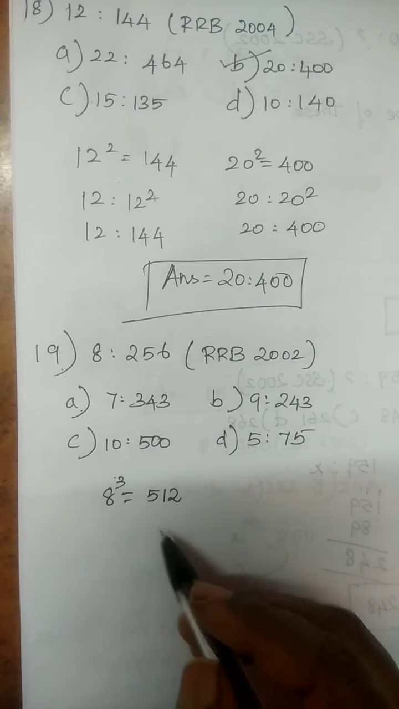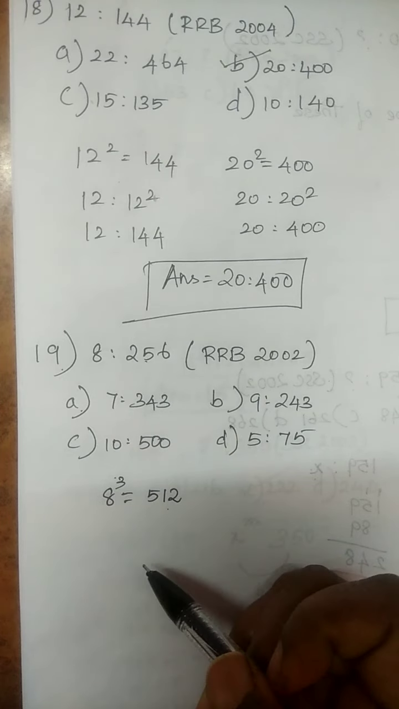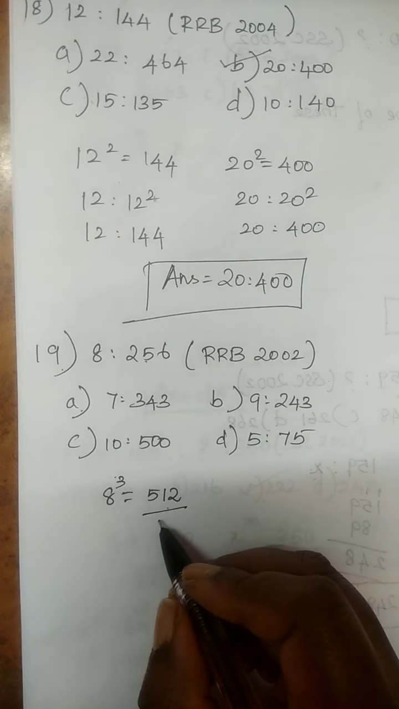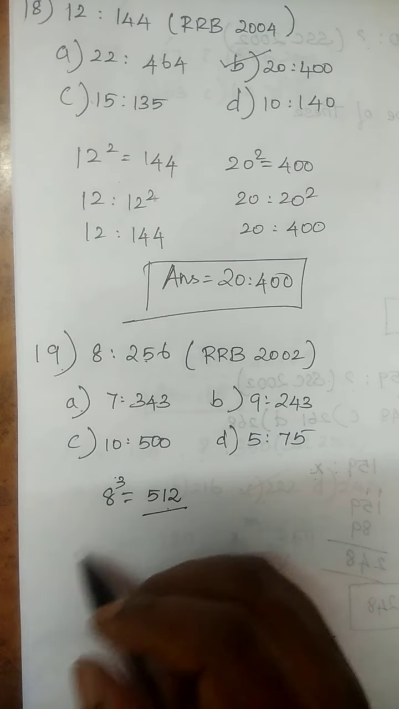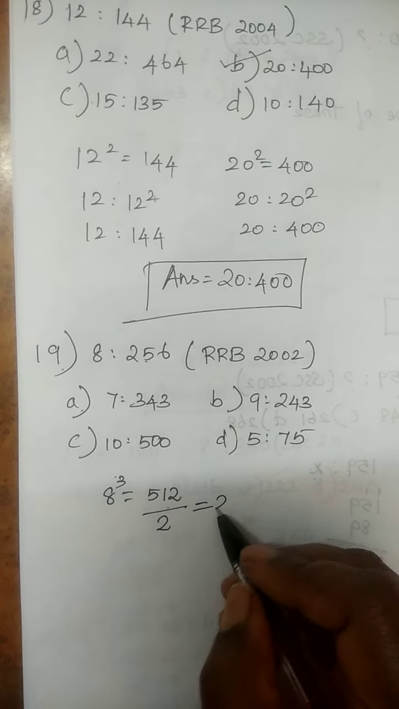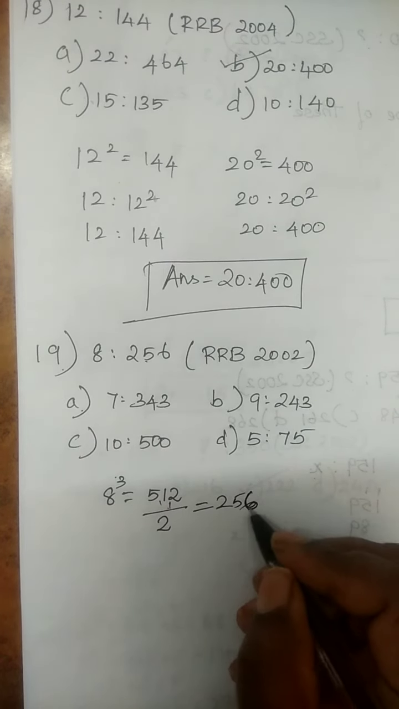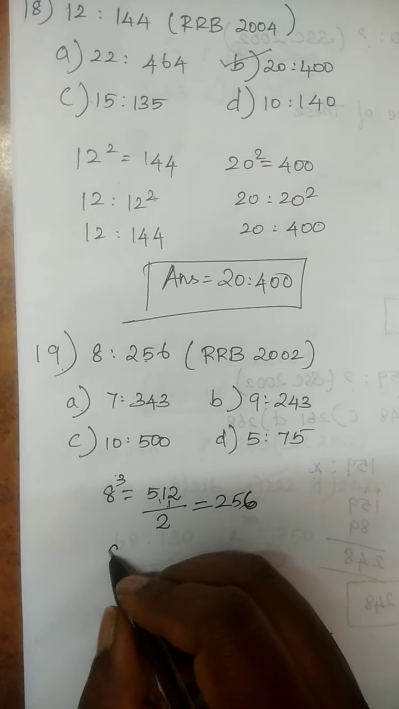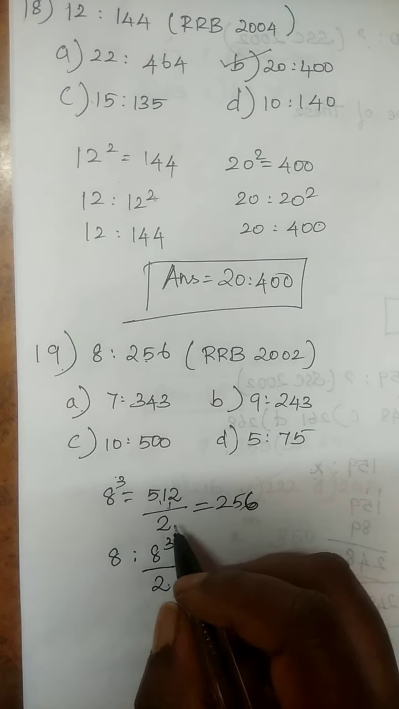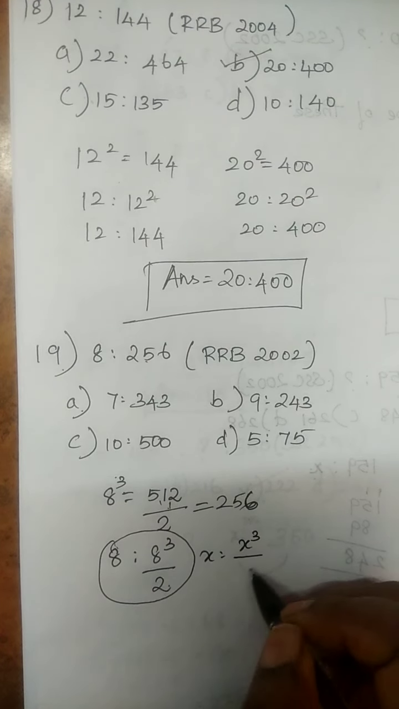8 cube is 512. How can we get 256 using this 512? By division only or by subtraction. First I will choose division. Divided by 2. Divided by 2 gives 2, balance 1 5, balance 1 6. 256. Am I right? Yes. So the clue behind is 8 is to 8 cube divided by 2. Using the same method, that means x is to x cube divided by 2.